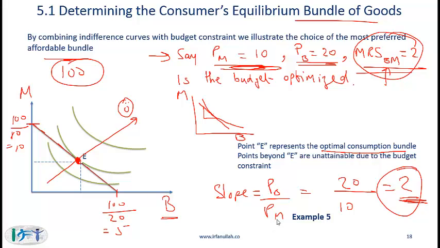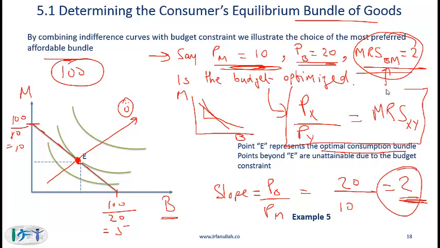So to put this in formal terms, we can say that the budget is optimized if the slope given by the price of the x-axis item divided by the price of the y-axis item is equal to the marginal rate of substitution of x-axis item for y-axis item. So I've just replaced x for bread and y for milk. This is something that could have been derived by you, but I'm just making it explicit.